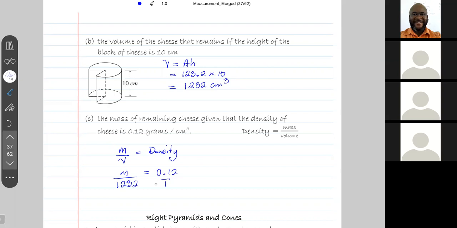Cross multiply. So 1 times the mass is equal to 1,232 times 0.12. So the mass of the block of cheese is 1,232 times 0.12. This is 147.84 grams. Notice the density is grams per centimeters cubed. So if you want to find the mass, it is going to be in grams.